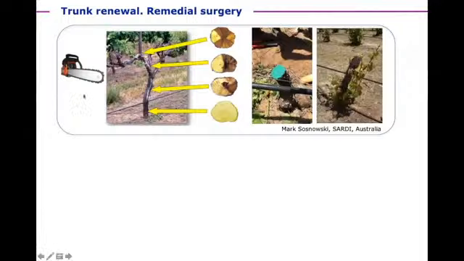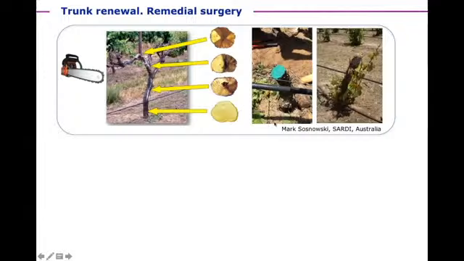Remedial surgery, where visibly infected parts of the vine, cordons and or trunks, are cut and removed, has long been implemented in vineyards, mainly in Australia, to control Eutypa dieback. The success of remedial surgery is dependent on the removal of all infected wood, including removal of an extra 10 to 20 centimeters of apparently healthy tissue beyond any visible staining.